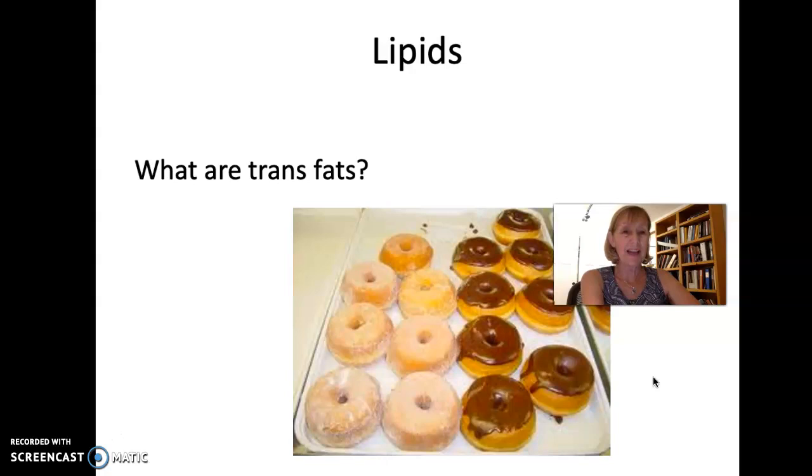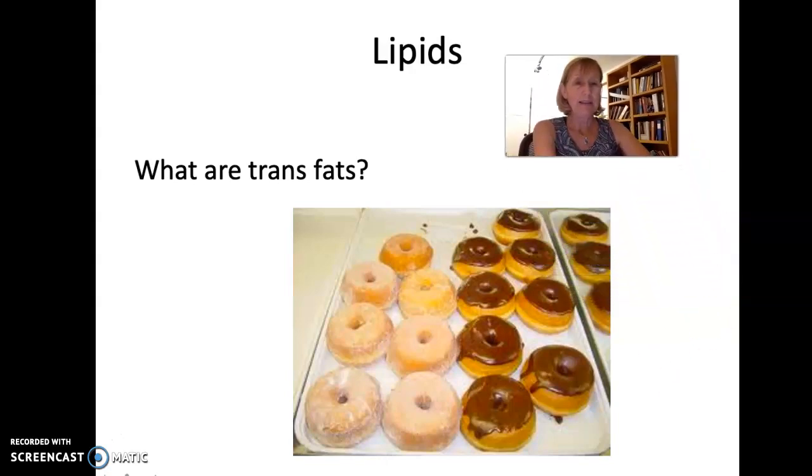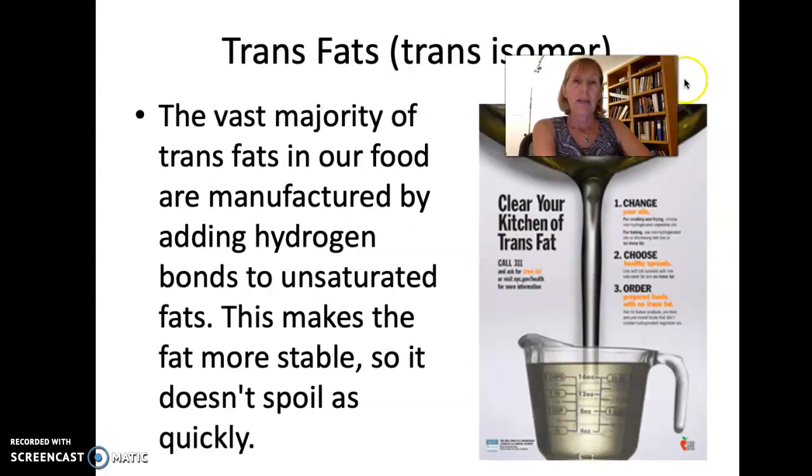What are trans fats? So this comes up a lot, right? And a trans fat is something artificial. I'll just read this to you. The vast majority of trans fats in our foods are manufactured by adding hydrogen. So you add hydrogen bonds to these unsaturated fats, and it makes the fat more stable, so it doesn't spoil as quickly, so it has a longer shelf life, so it can sit at Safeway for longer. These are not particularly healthy.